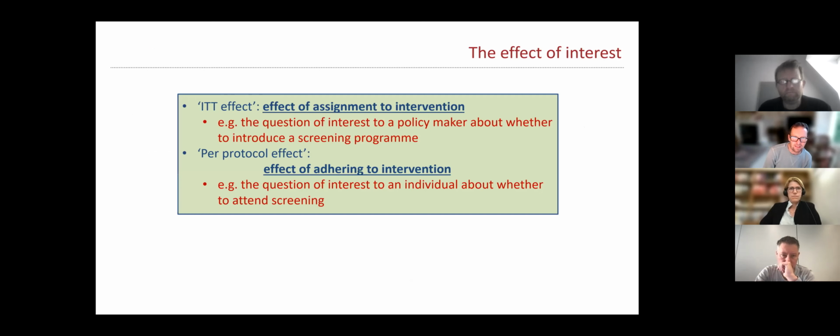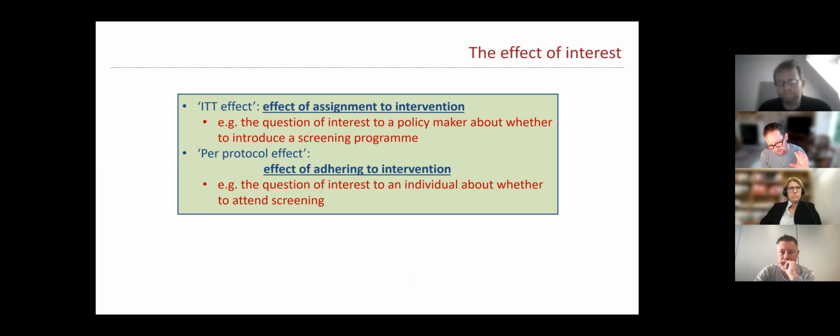Now, I mentioned the intention to treat effect. That was another innovation in ROBINS-I carried over into ROB 2. And again, just to remind you, the intention to treat effect is the effect of assignment of intervention. For example, the question of interest to a policymaker about whether to introduce a screening program. So I assign people to be vaccinated, or I assign people not to be vaccinated. I follow them up, and I don't worry about what actually happens subsequently. I just estimate the effect of assignment.